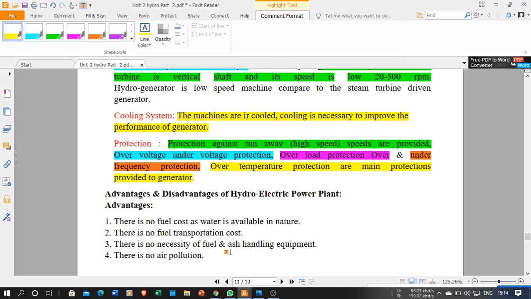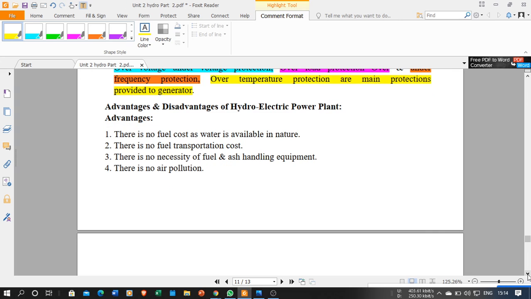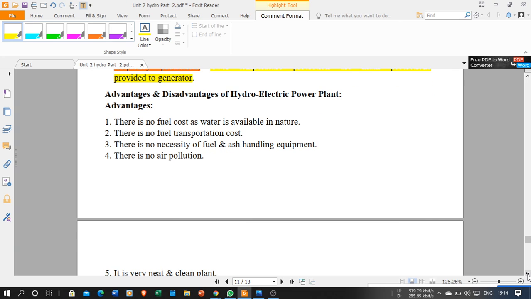These protections are protection from over speed, high speed, over voltage protection, overload protection, under frequency protection, and over temperature protection. Now, what are the advantages and disadvantages of hydroelectric power plants? The advantages: as we are not going to use any fuel, there is no fuel cost, because water is available free of cost in nature.